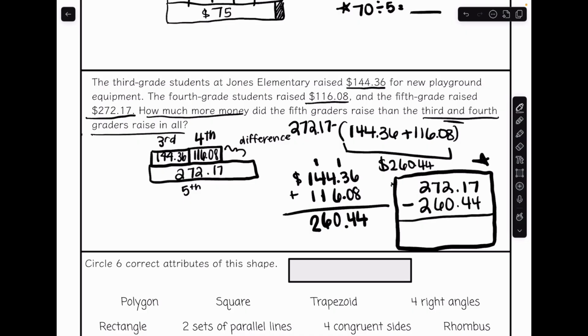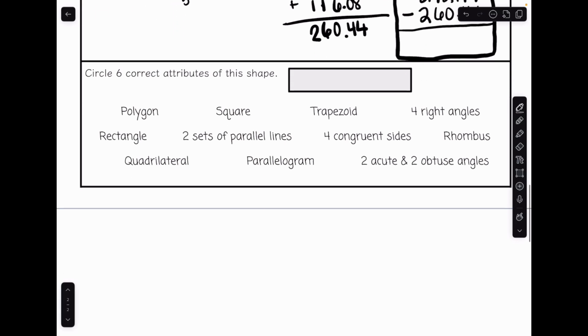And y'all got it. All right, last but not least, it says circle 6 correct attributes of the shape. Attributes are like characteristics or descriptions of our shape. So when I look at this shape, I would go ahead and make some observations before I even look at my answer choices, right? I see that this shape has 4 sides. I see that this shape has 4 right angles.